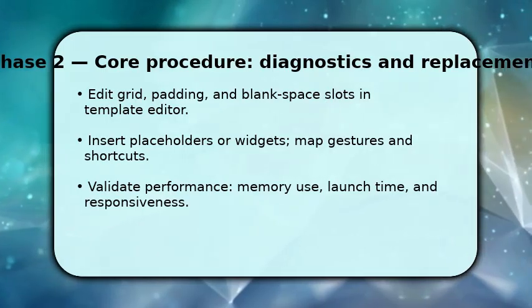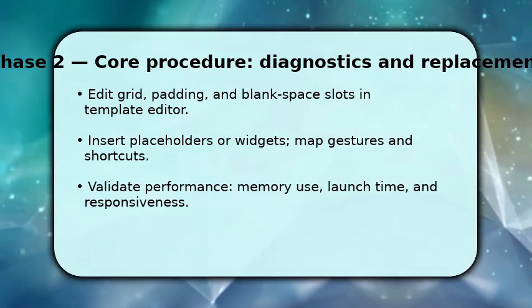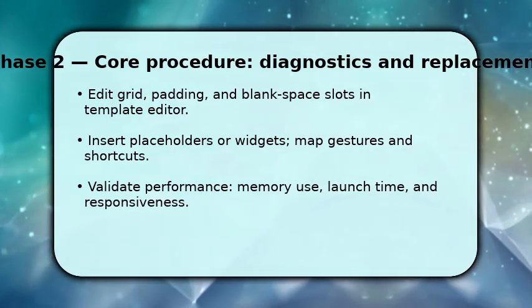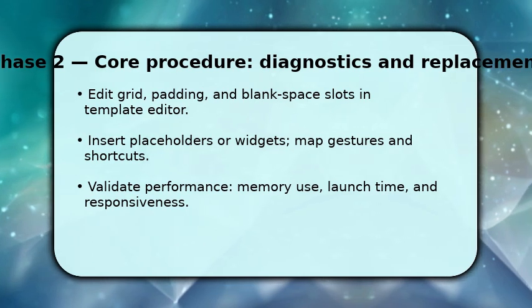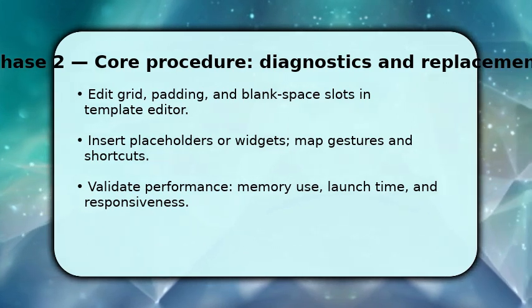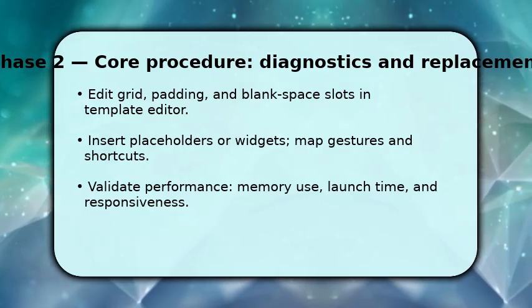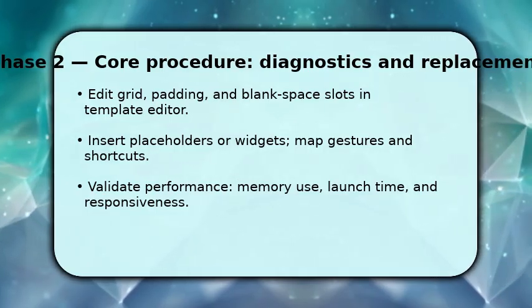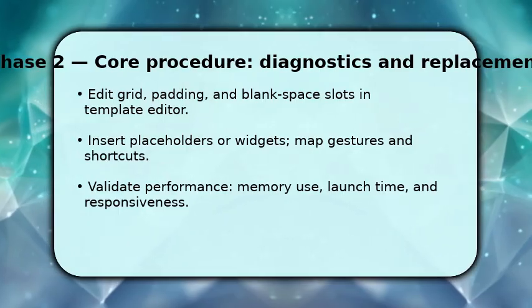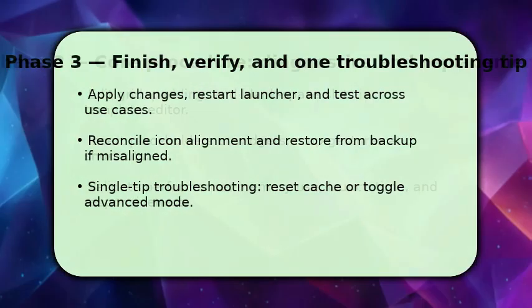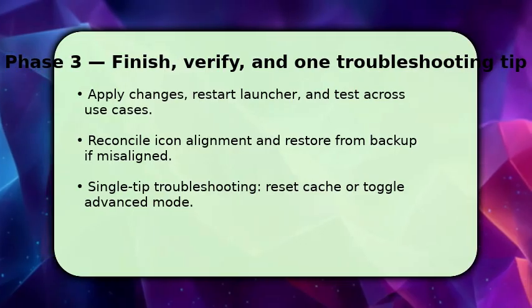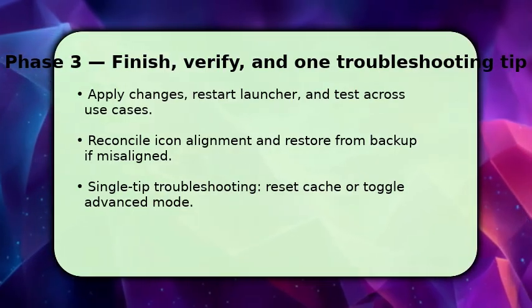Once configured, validate performance metrics, memory use, launch latency, and responsiveness, because efficient templates prevent lag. If values spike, scale back animations or slot count to restore smooth operation. Finish by applying changes and performing a full restart of the launcher. This commits template updates and clears transient state.